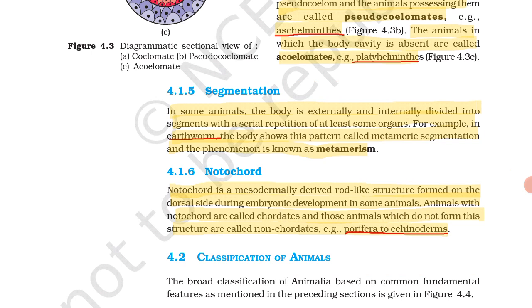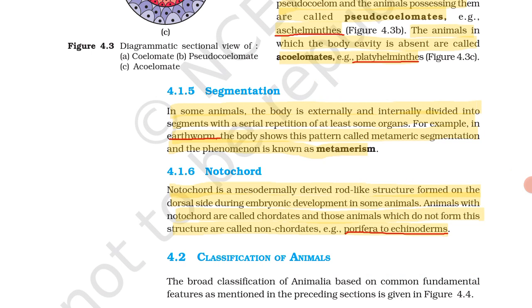So see, some animals have a body which is externally and internally divided into segments with serial repetition of at least some organs. For example, in earthworm there is segmentation internally and externally, and this pattern shows metameric segmentation, and this phenomenon is called metamerism. So metamerism is seen in earthworm.